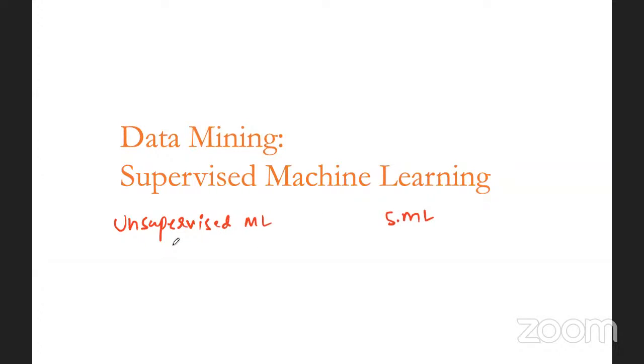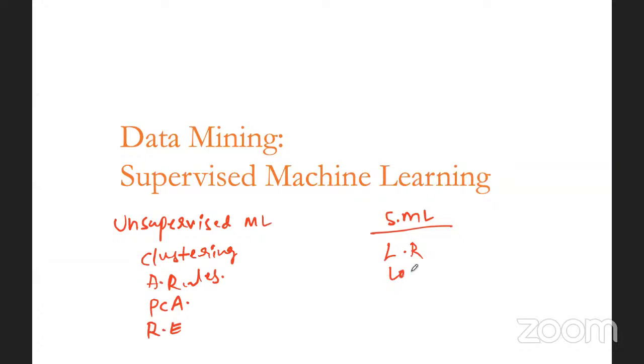If you recall, the techniques that we have discussed under unsupervised machine learning algorithms are clustering, association rules, PCA, and recommendation engine. These are the concepts that we have discussed as part of this. And coming to supervised, let me give you a few examples. We have discussed linear regression, all right? And we have discussed logistic regression.